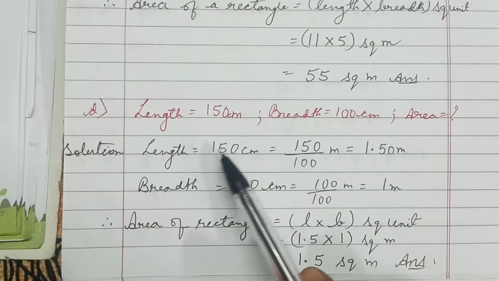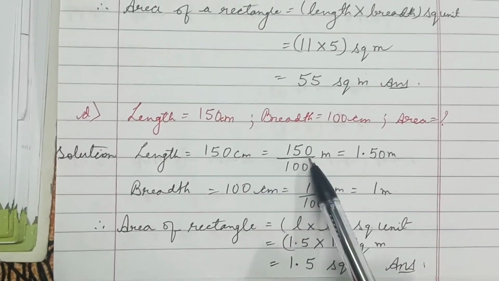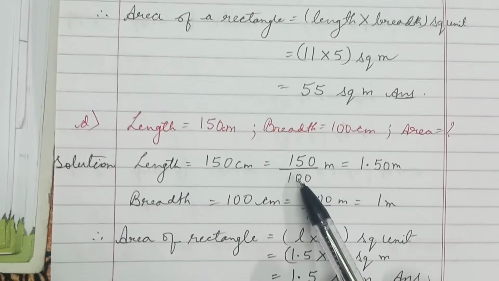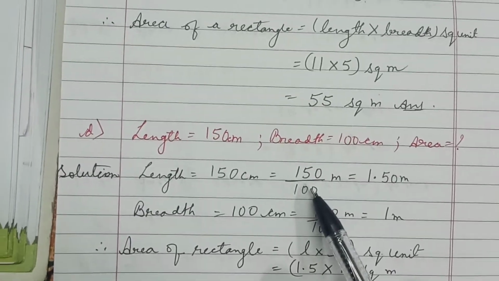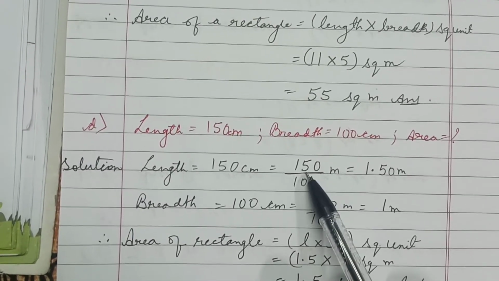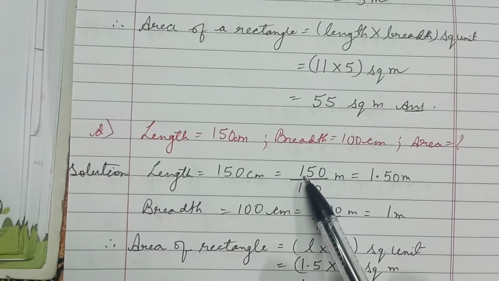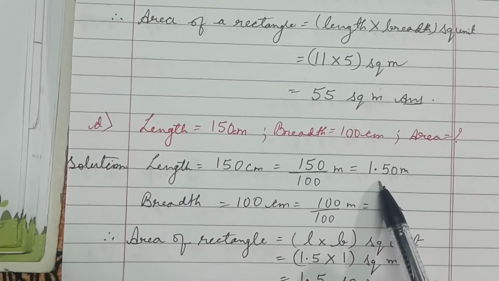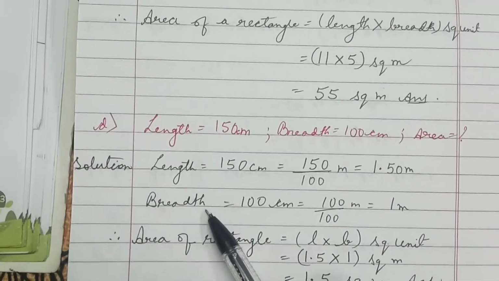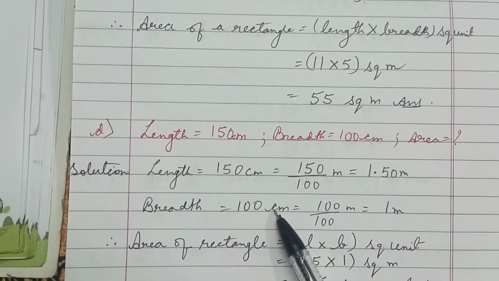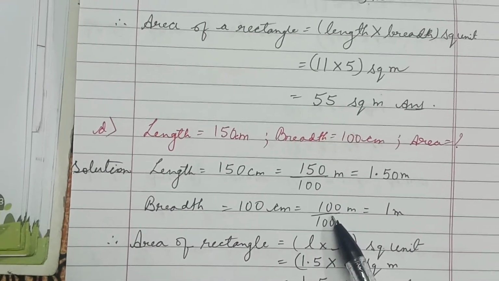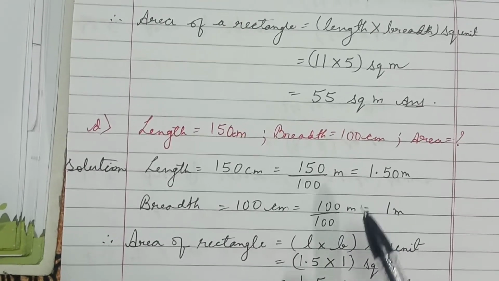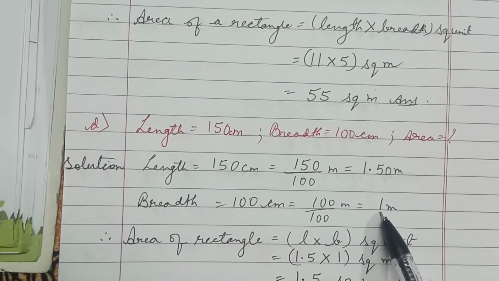So now convert this length 150 centimeter into meter by dividing, yes, by 100. Now children, when you divide it by 100, you know there are 2 zeros. So from the right hand side, count here 2 digits and put here a point. So it will be 1.50 meter. Now you convert breadth into meter. So breadth is your 100 centimeter. You divide it by 100 to change into meter. So we are getting, yes, 100 ones are 100, 1. So breadth will be 1 meter.